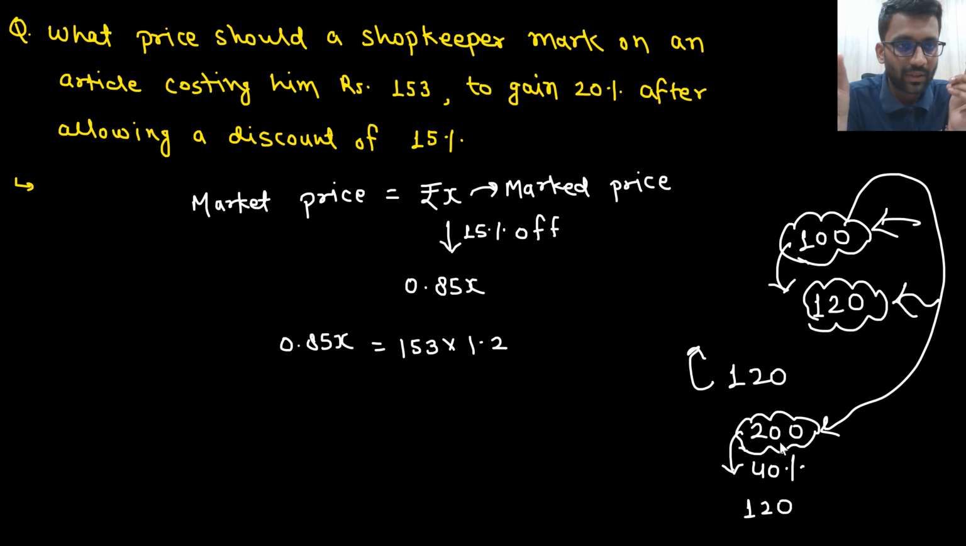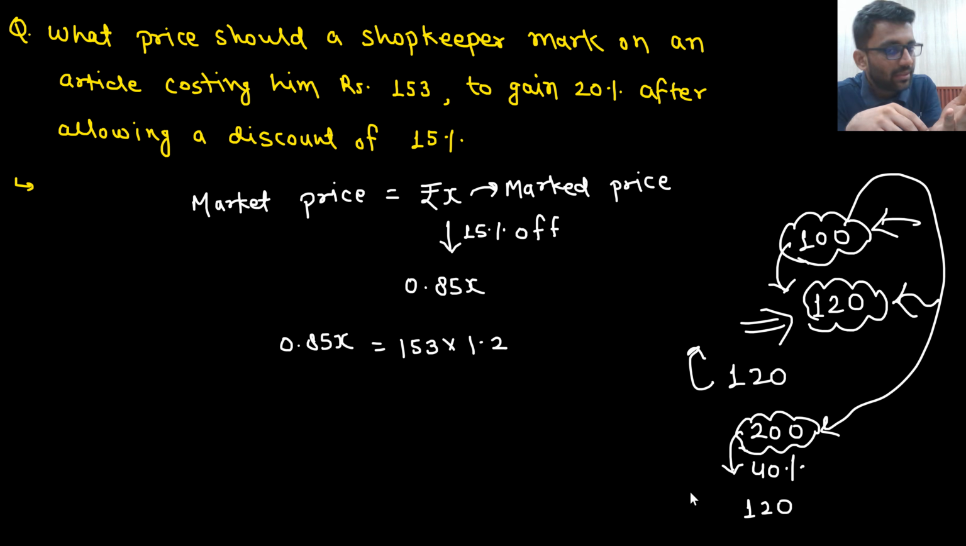He got that in 100 rupees. He wanted 20% of benefit. That means he needed to sell it in 120 rupees. This is my target, that I will sell it in 120 rupees. Now I am marking up the price. I marked up the price to 200. And then I am saying that, sir, you are getting a 40% discount. That means I am selling it in 120 rupees.